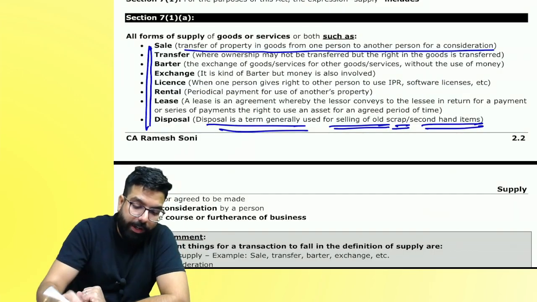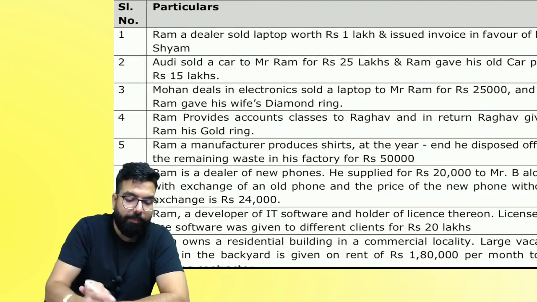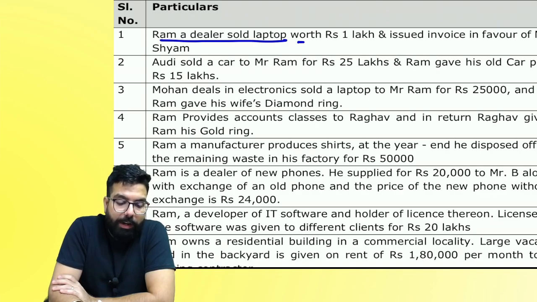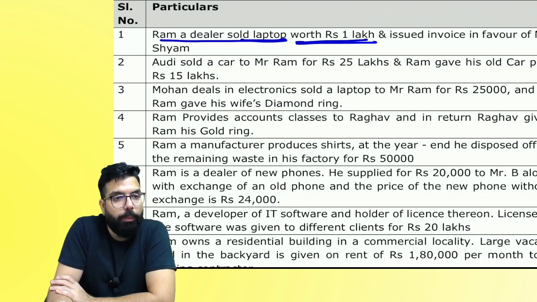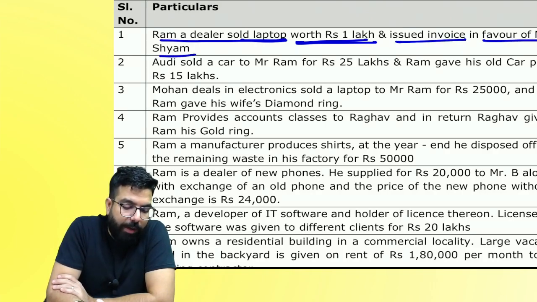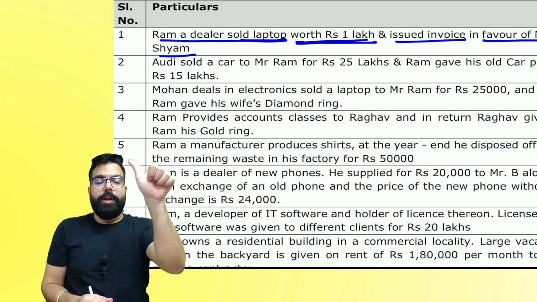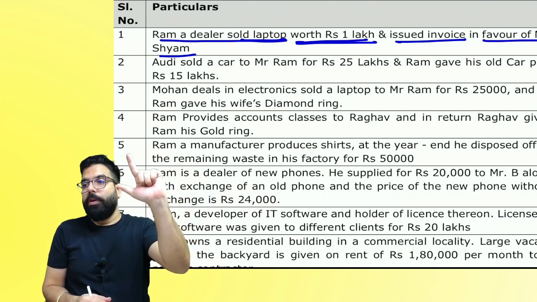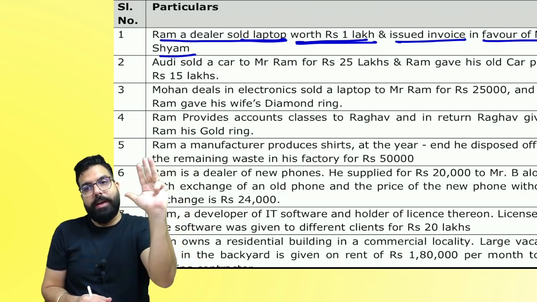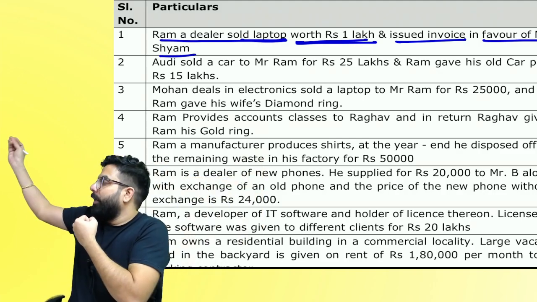Chalo. Everyone over here, the same thing, whatever I have told you, I have given examples over here also. You have to tell me, okay everyone? Ram, a dealer in laptop. So Ram, a dealer, sold laptop worth 1 lakh rupees and issued invoice in favor of Mr. Shyam. People, I sold one laptop. Laptop, goods. Okay. Sold laptop. Sale. Consideration is there. Yes. Is it my business? Yes. Will GST come? Should I collect GST? Should I pay the GST?